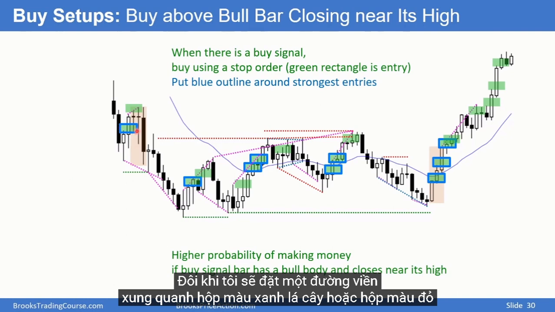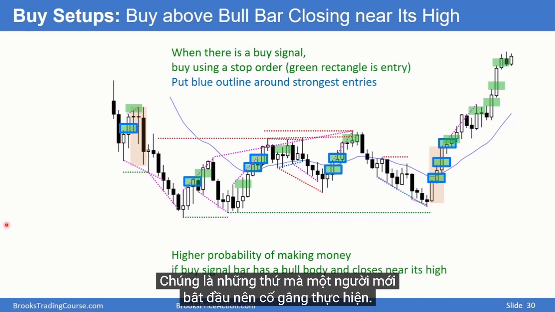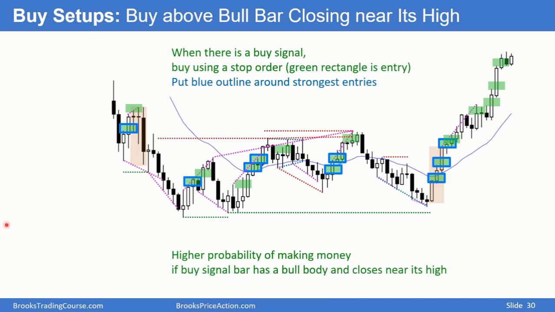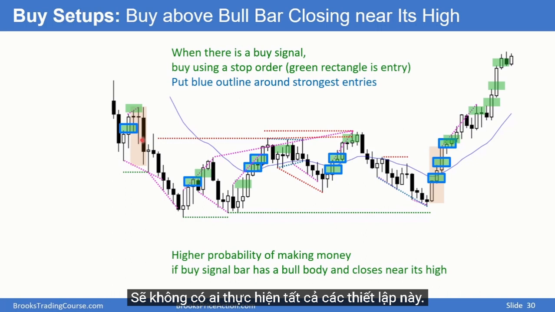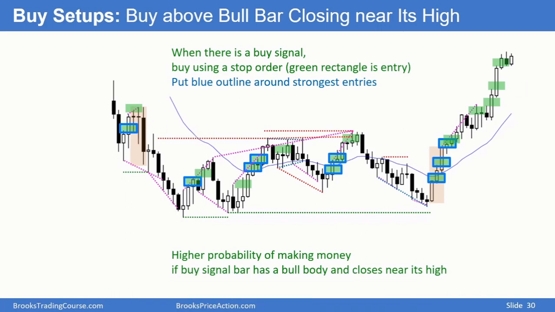Sometimes I'll put an outline around a green box or a red box. And when I do that, I'm trying to highlight setups that are particularly good. They're ones that a person starting out should try to take. Nobody's going to take all of these setups. What you're trying to do is take as many as you possibly can.